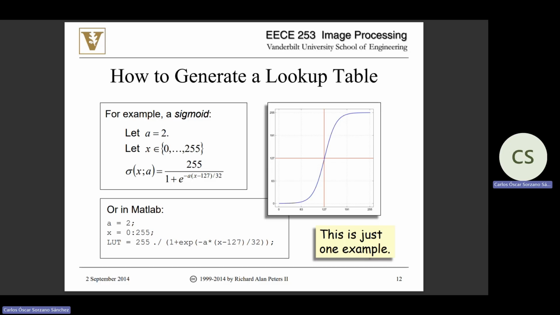And then this thing here, the 127, tells you at which point you are going to be at half the maximum. Why half the maximum? When x takes the value 127, this is 0, e to 0 is 1, and then you have 255 divided by 1 plus 1, that is 2. Okay, so this is the point at which the sigmoid goes to half the maximum.